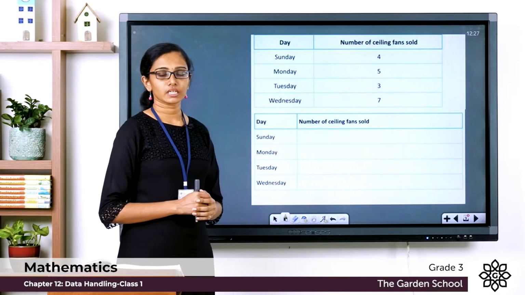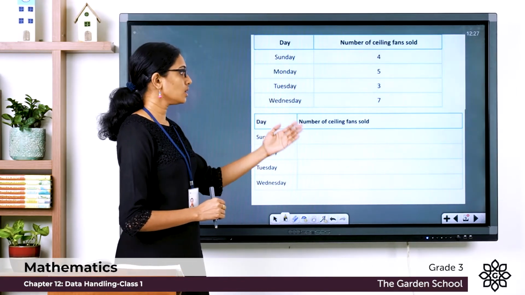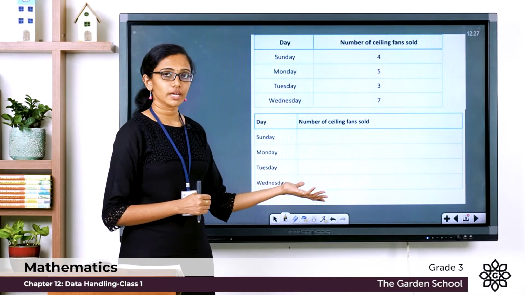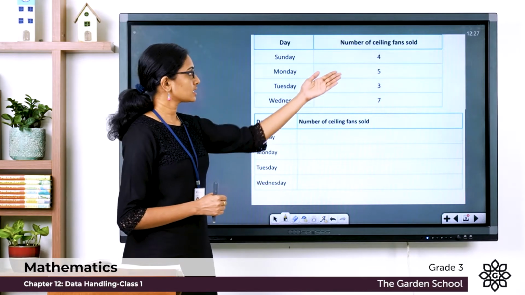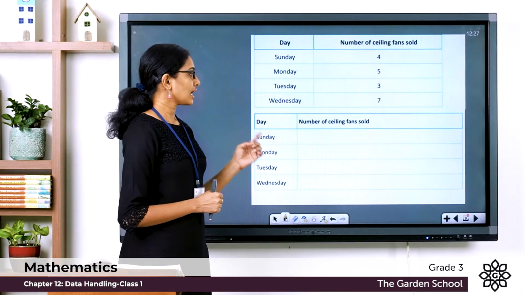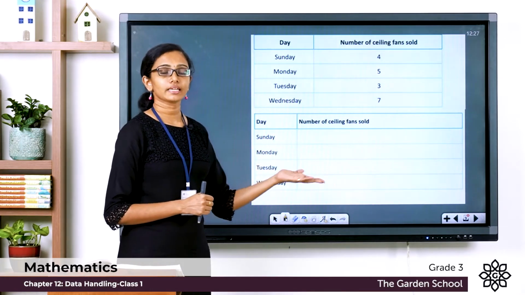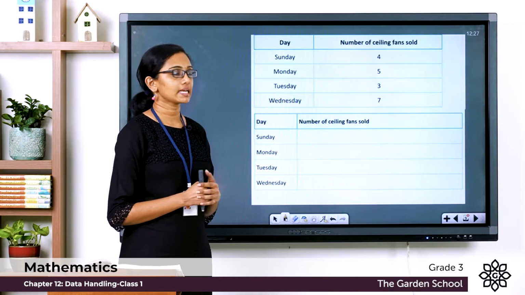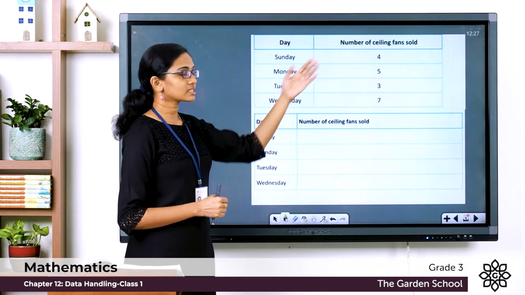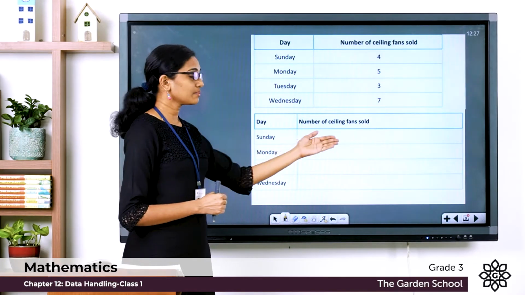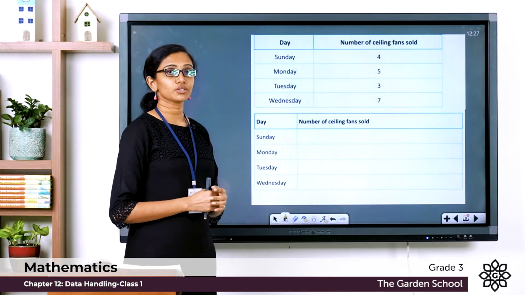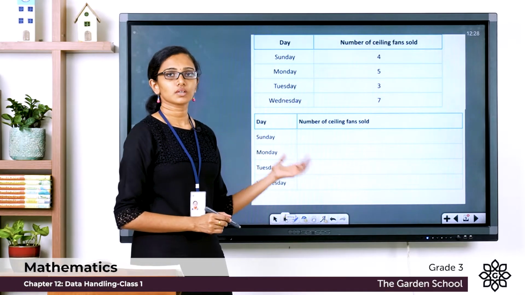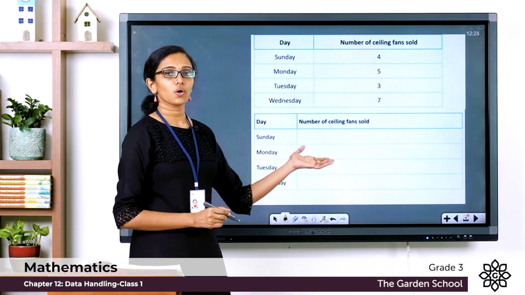This is the table given to us. Based on this table, we are going to draw the pictograph. We have chosen an image of a fan to represent the ceiling fans described here, and we have also prepared a key. One image equals one ceiling fan. On Sunday, 4 ceiling fans were sold. So how many images should we draw here? We need to draw 4 images to represent 4 ceiling fans. So corresponding to Sunday, you can draw 4 ceiling fans.